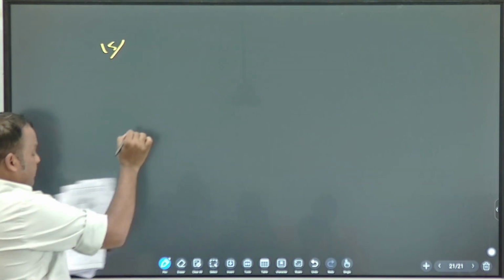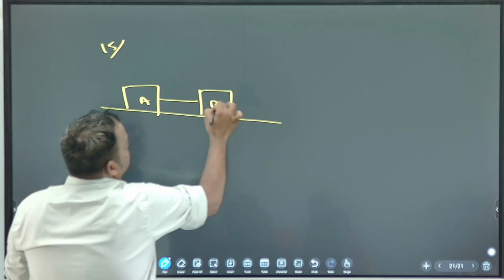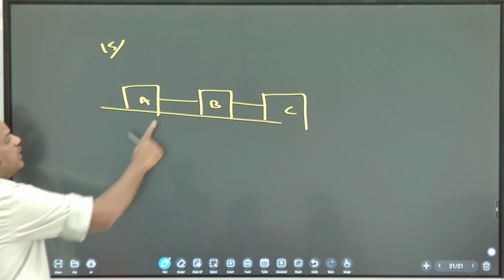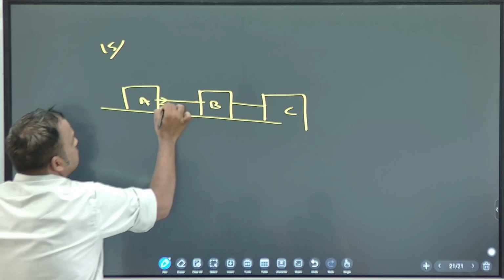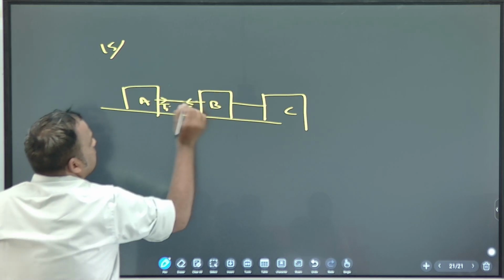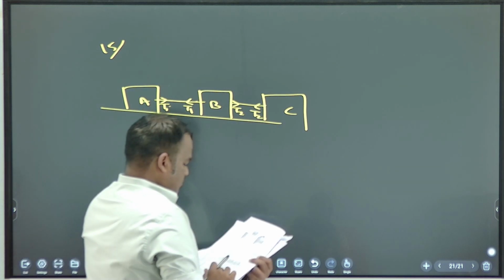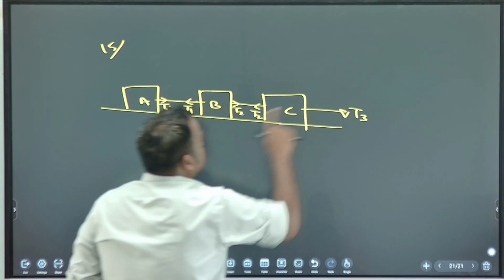Okay, 3 blocks A, B, C. This is A, this is B, this is C. Tension between A and B, the string, this is the string. Here T1, here T2, and here T3. You are exerting force here, T3.